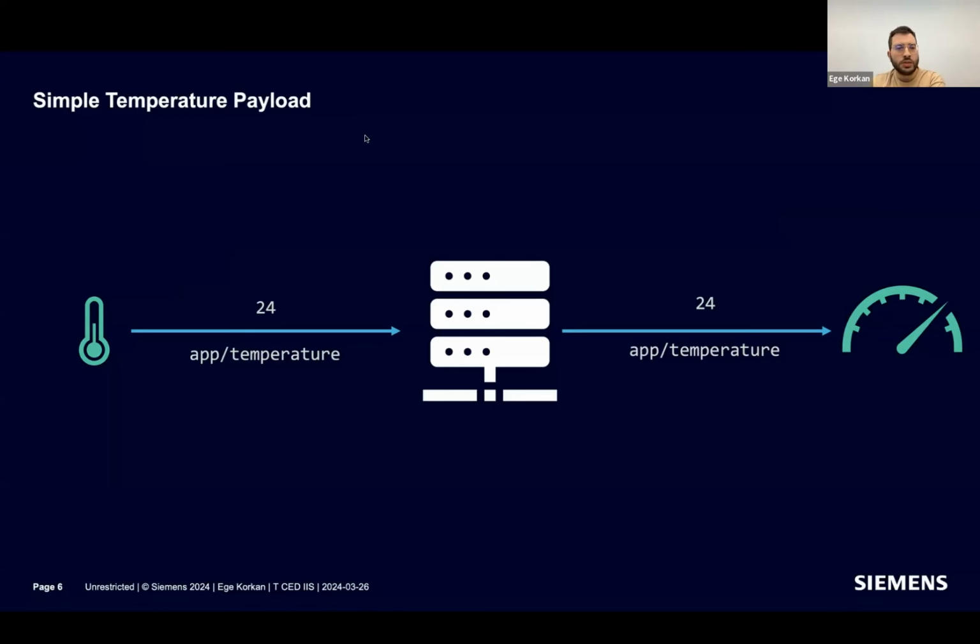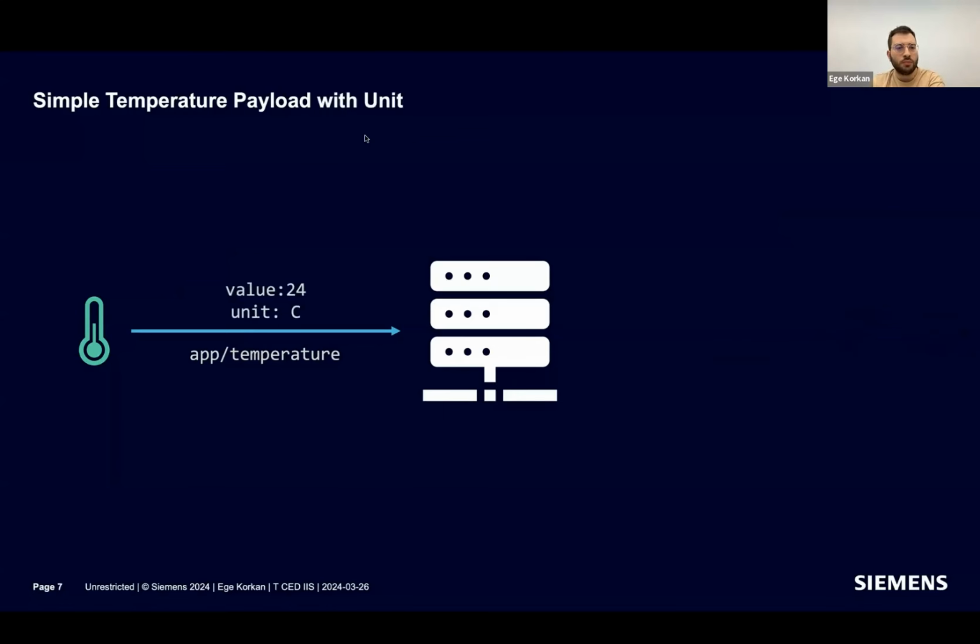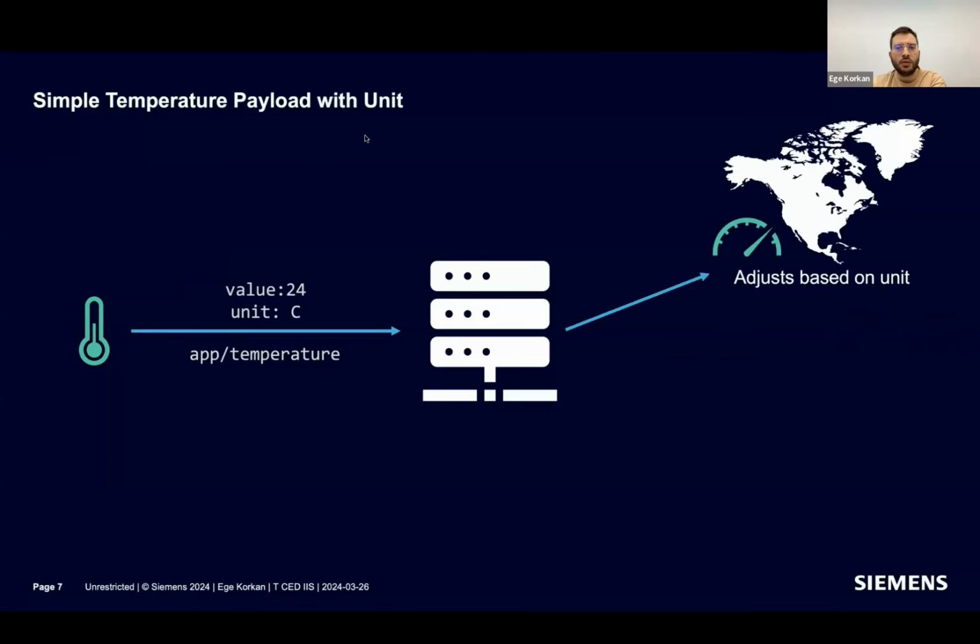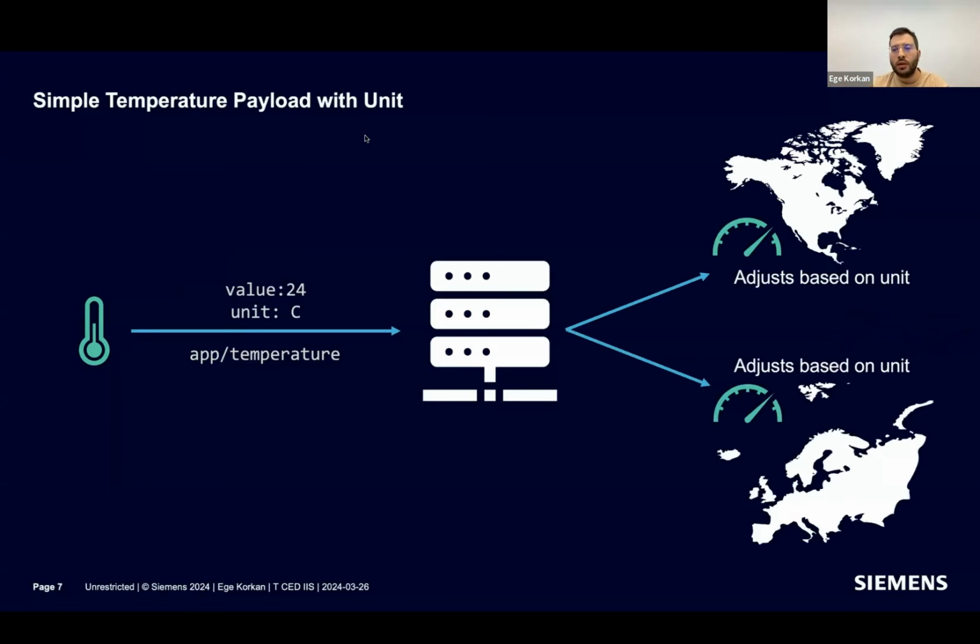If it gets a bit more interesting, what if we also want to include the unit in the payloads, because maybe we have different subscribers we're serving. If it's in the US, then maybe those there will want to adjust based on the unit, so that it doesn't show 24, which would be minus degrees, and shows the correct one for the region. And then same for Europe, so that it adjusts all the time based on the units.